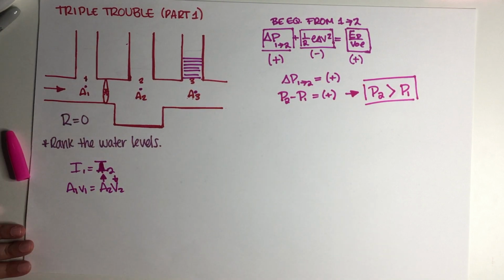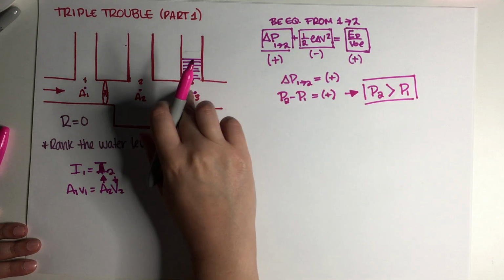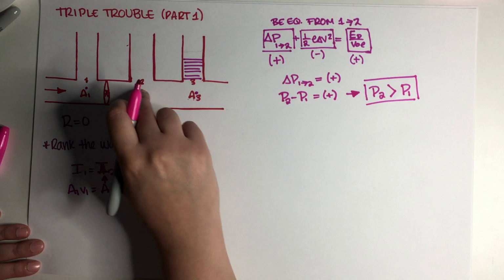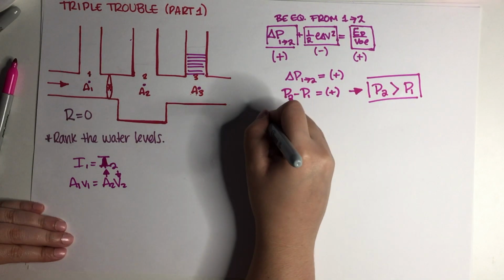So we know that. Now this isn't really giving us any information from 3, so I'm just gonna go ahead and do Bernoulli from 2 to 3. So let's just go ahead and do that.